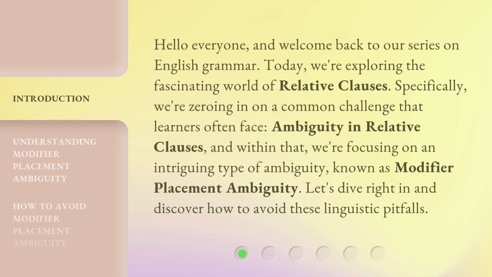Today, we're exploring the fascinating world of relative clauses. Specifically, we're zeroing in on a common challenge that learners often face: ambiguity in relative clauses, and within that, we're focusing on an intriguing type of ambiguity, known as modifier placement ambiguity. Let's dive right in and discover how to avoid these linguistic pitfalls.